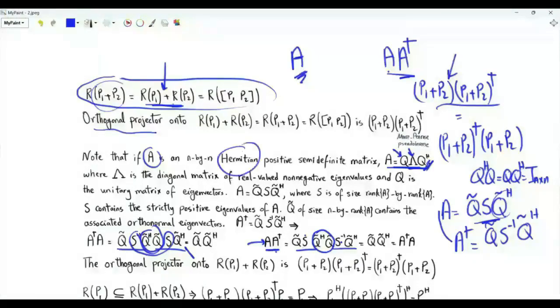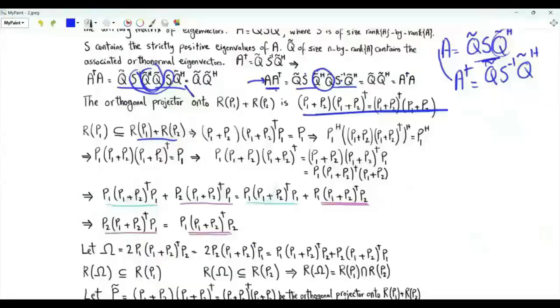Our orthogonal projection matrices are Hermitian. Their eigenvalues are either 0 or 1. So P1 is Hermitian and positive semi-definite. The same applies to P2. Their sum is Hermitian and positive semi-definite. Thus, (P1 plus P2) times (P1 plus P2) dagger is equal to (P1 plus P2) dagger times (P1 plus P2).